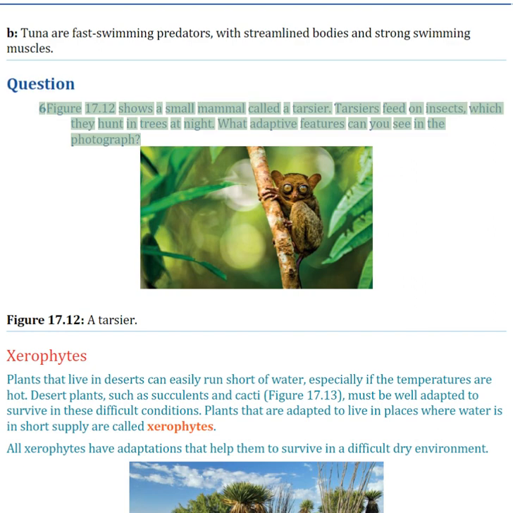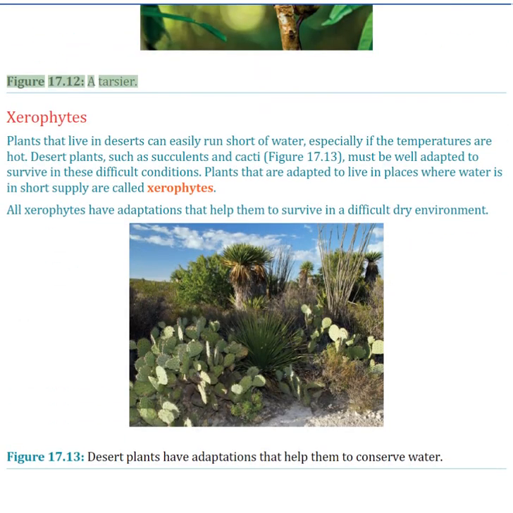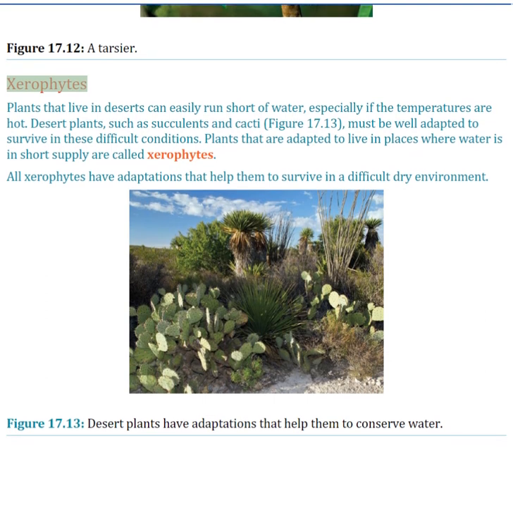Question 6. Figure 17.12 shows a small mammal called a tarsier. Tarsiers feed on insects, which they hunt in trees at night. What adaptive features can you see in the photograph? Figure 17.12: a tarsier. Xerophytes.